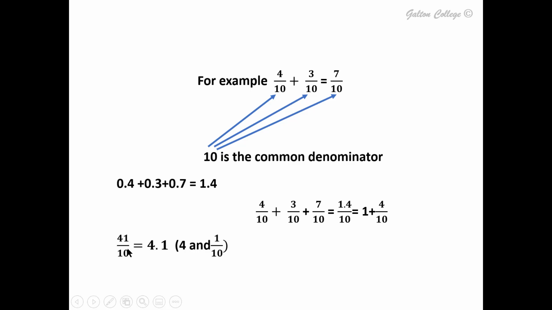So it's 41 over 10, it's another example. 41 over 10 is equal to 4.1. There's 4 tens in there, 40, 4 tens, and there's 1 left over, 1 tenth. 1 tenth is 0.1. 0.1 is 1 tenth.